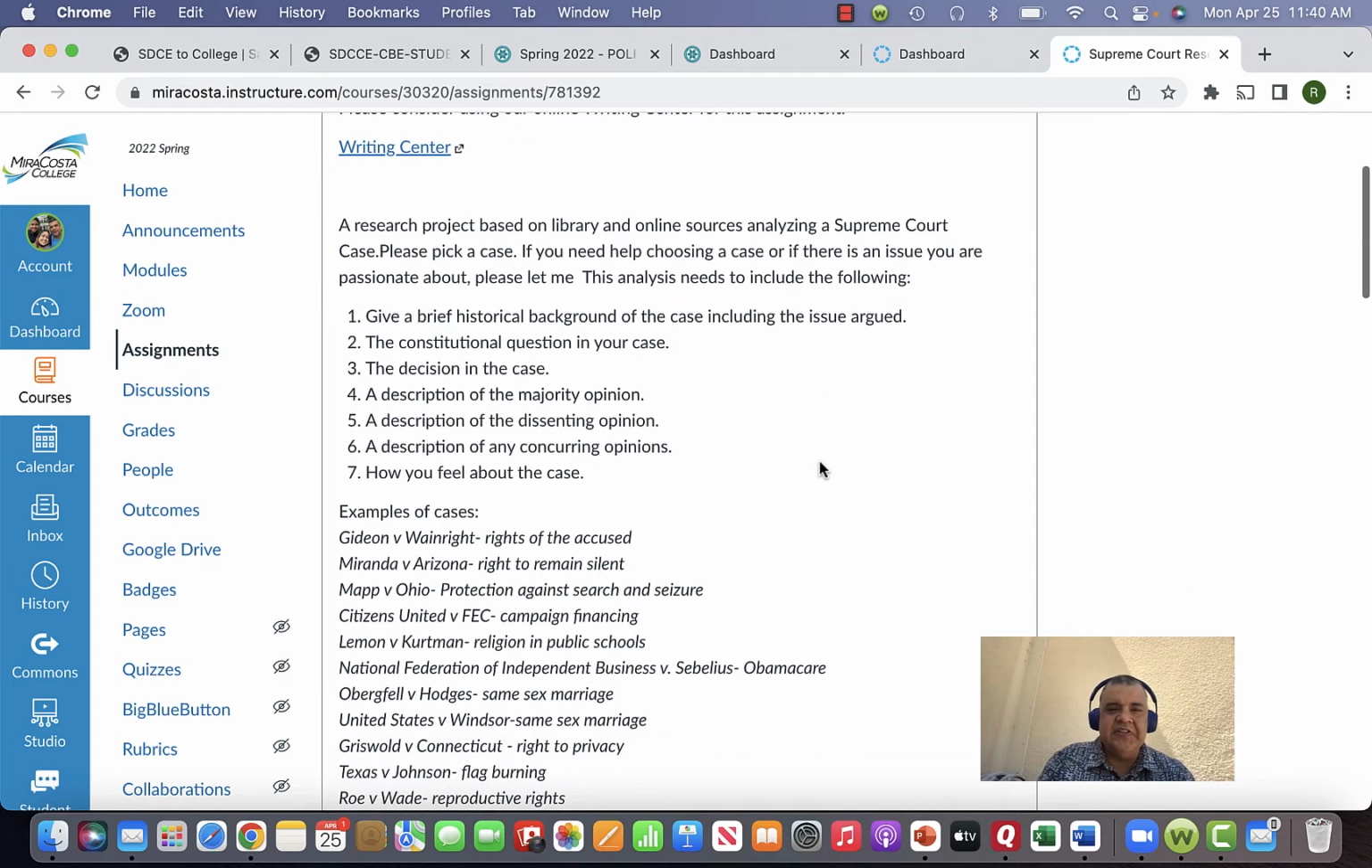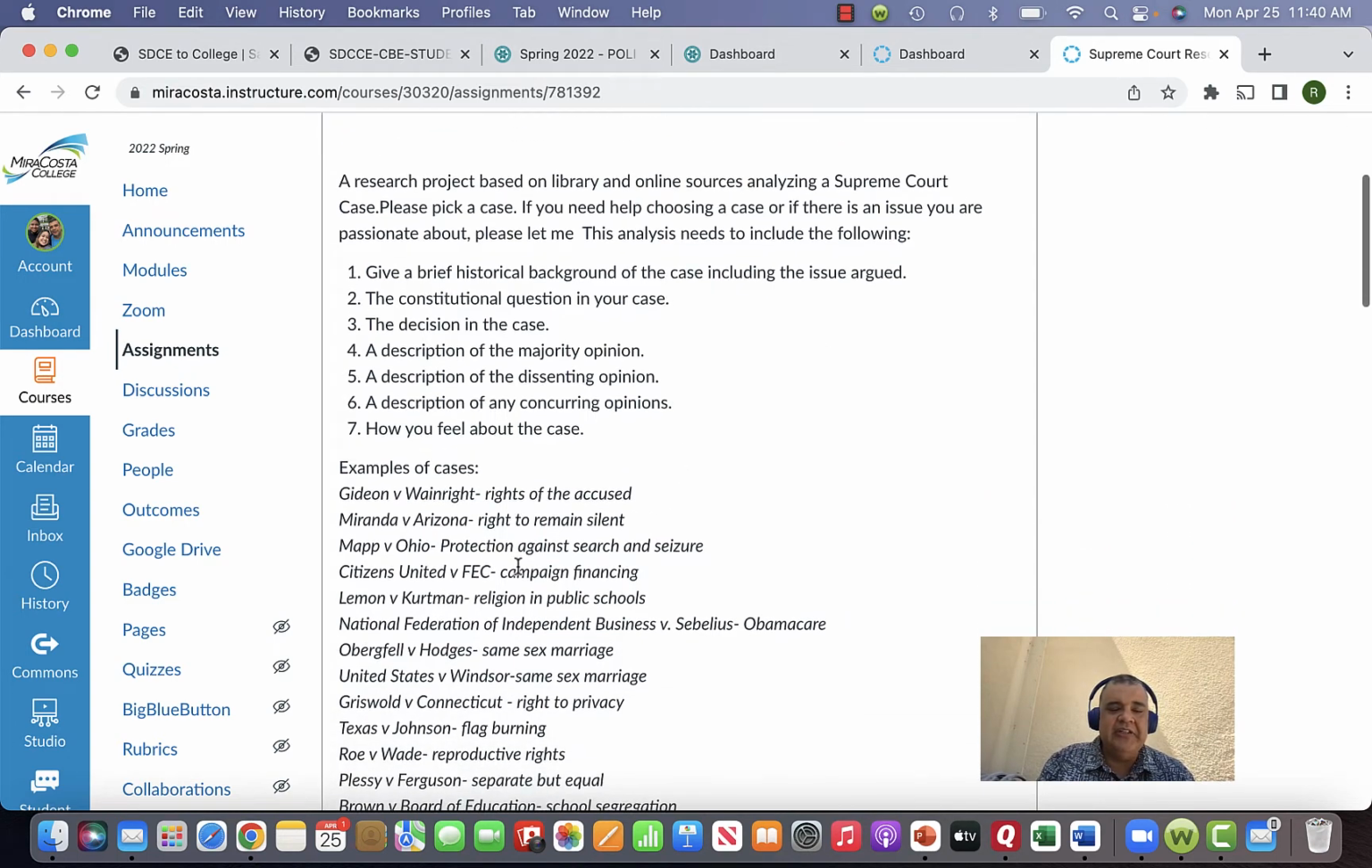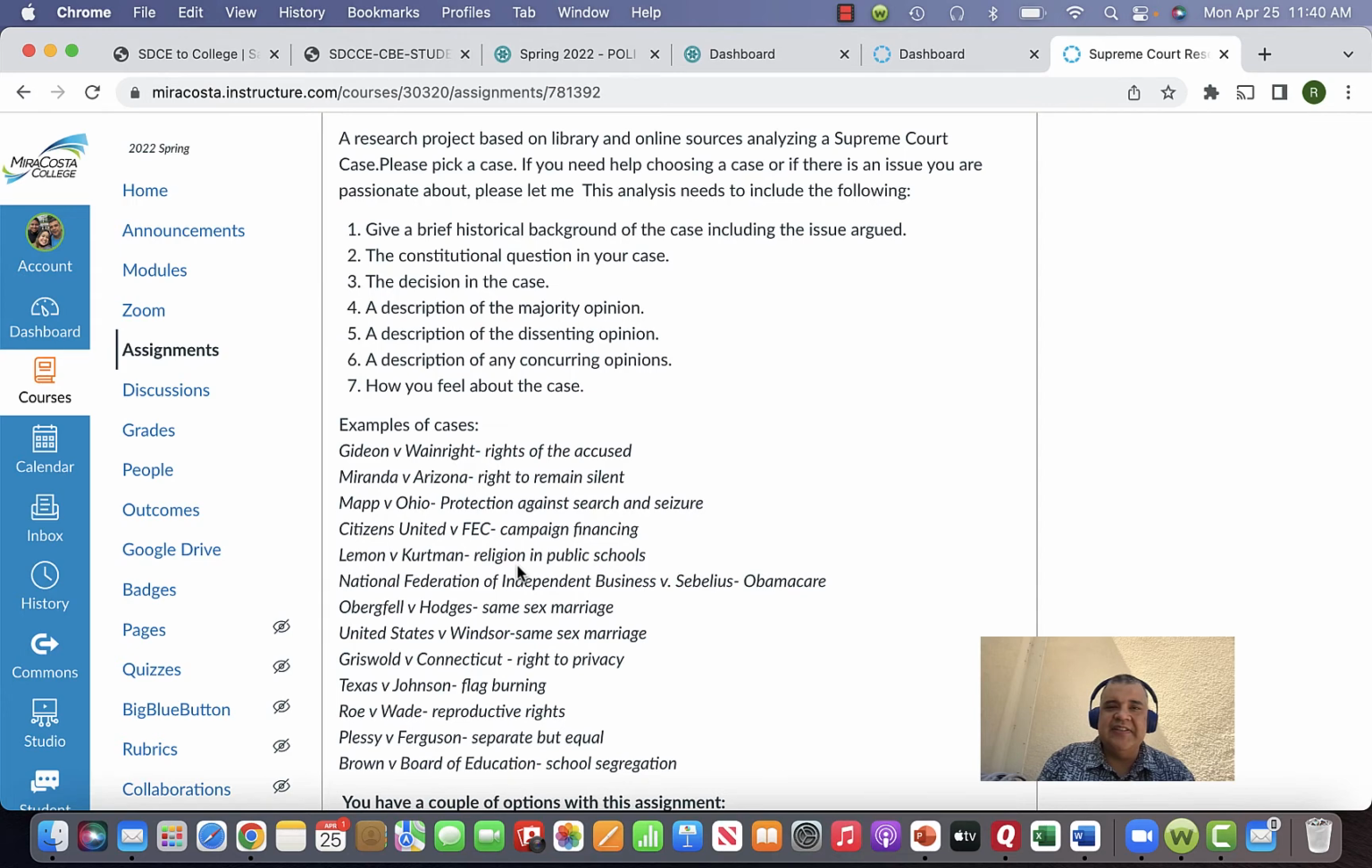So here are some cases that you can use. Gideon versus Wainwright, that basically says that we're entitled to an attorney if we're charged criminally. Miranda rights, Miranda versus Arizona. Mapp versus Ohio. Citizens United, which is a very big one and very complex, but I'd be very happy if someone chose to do that. Lemon versus Kurtzman: should we have religion in public schools? The Obamacare case, the same-sex marriage cases, Obergefell versus Hodges and United States versus Windsor. Those are cases that legalized gay marriage here in the United States.